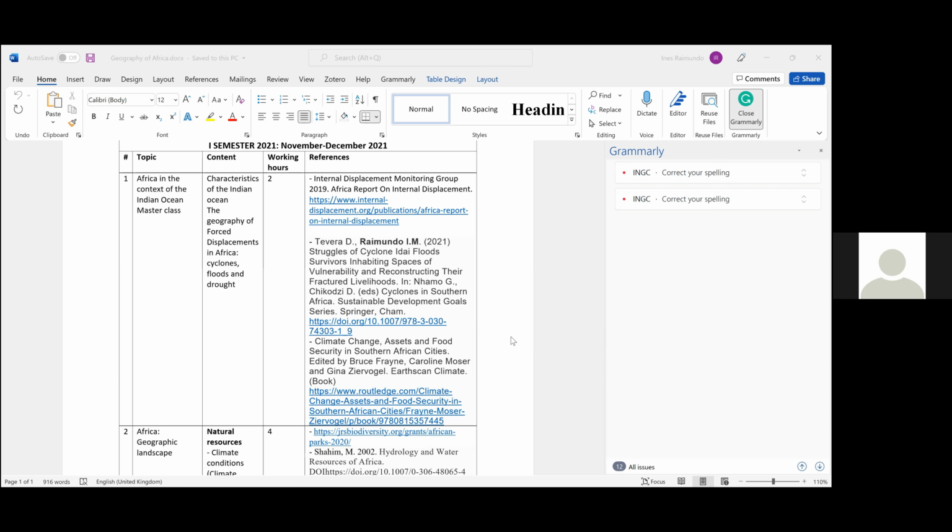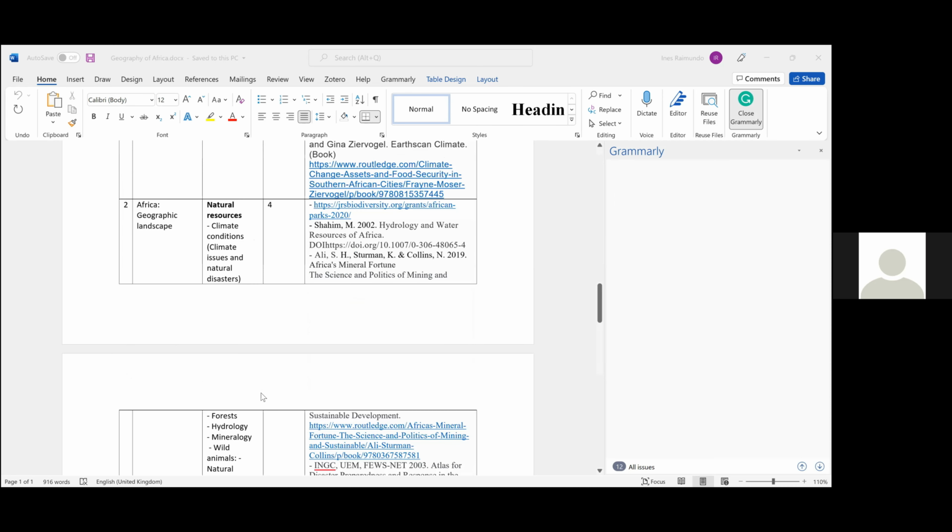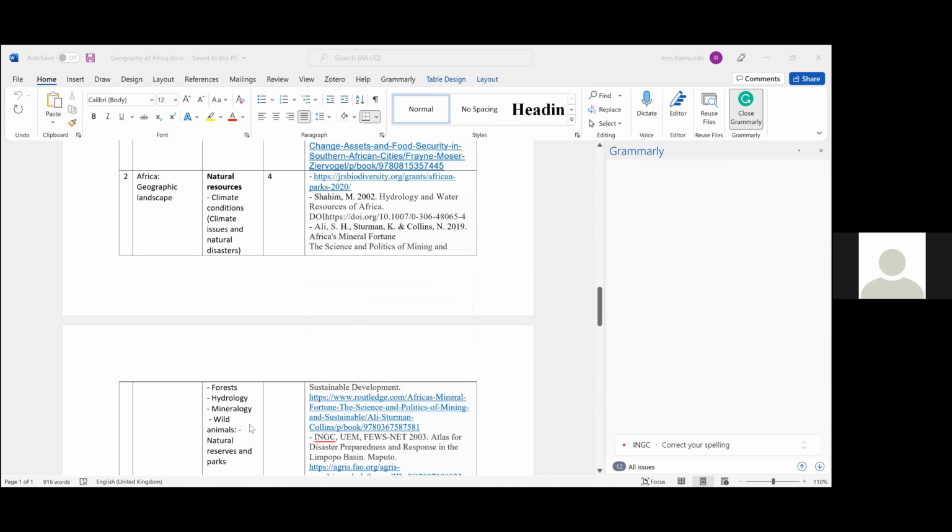That we are going to discuss along with this model. It is important to know because that's why it's important to Africans. They might understand that we are really a blessed continent. We have natural resources that other continents don't have anymore. So here we're going to talk about climate conditions, and also the forests of Africa, hydrology, mineralogy, and also the wild animals that form the landscape of the African continent.